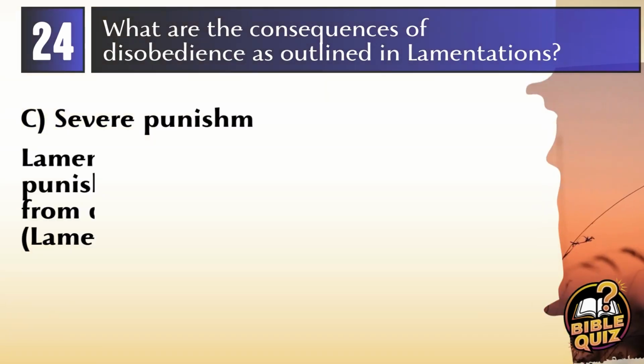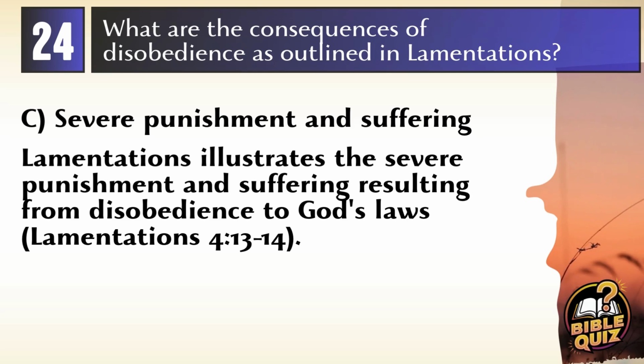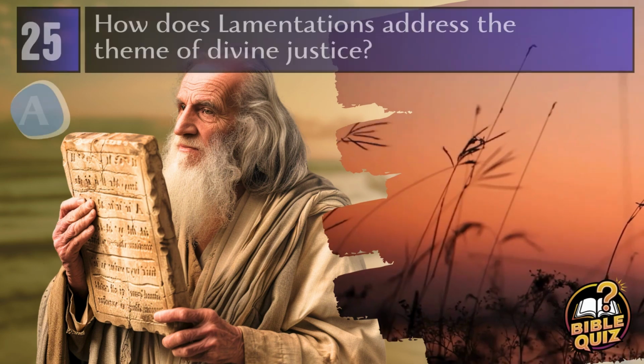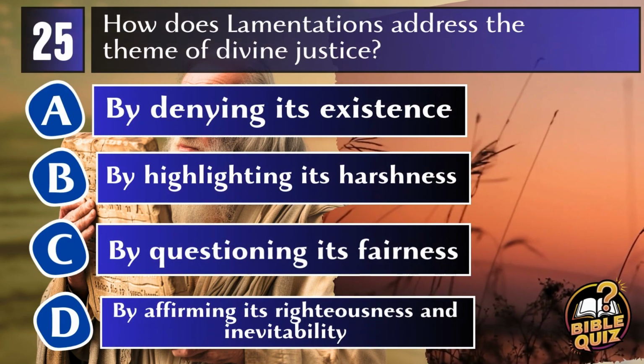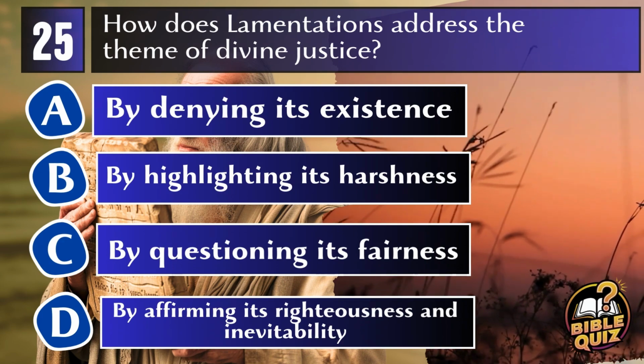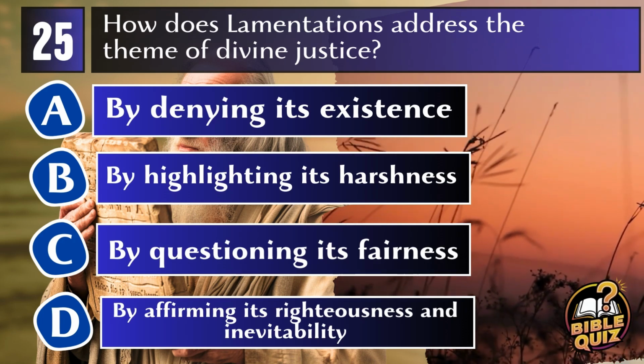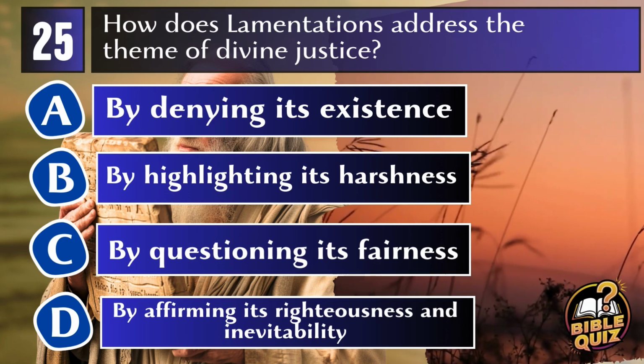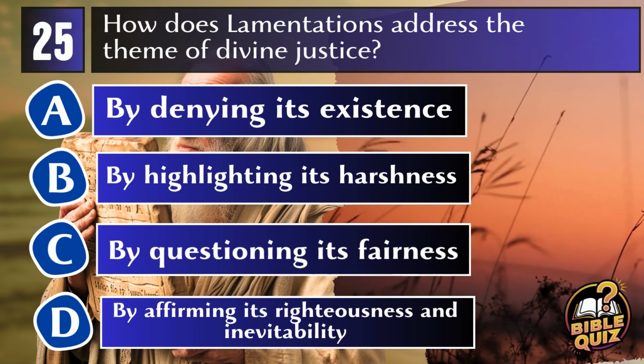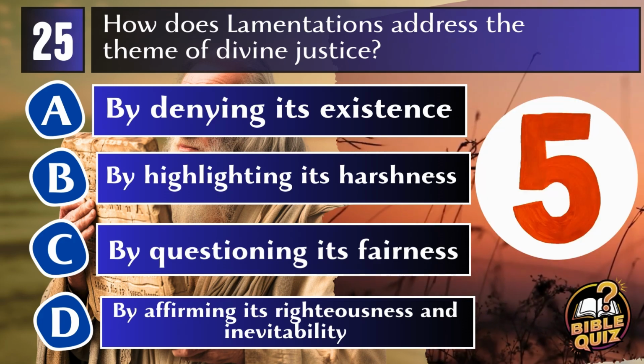Answer: C. Severe punishment and suffering. The consequences of disobedience, as outlined in Lamentations, include severe punishment and suffering, underscoring the devastating outcomes of turning away from God's laws. Lamentations 4:13-14. Question 25. How does Lamentations address the theme of divine justice? A. By denying its existence. B. By highlighting its harshness. C. By questioning its fairness. D. By affirming its righteousness and inevitability.